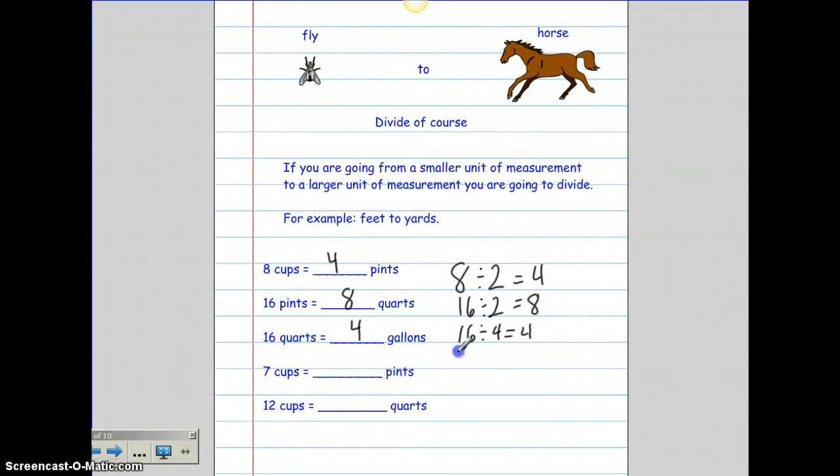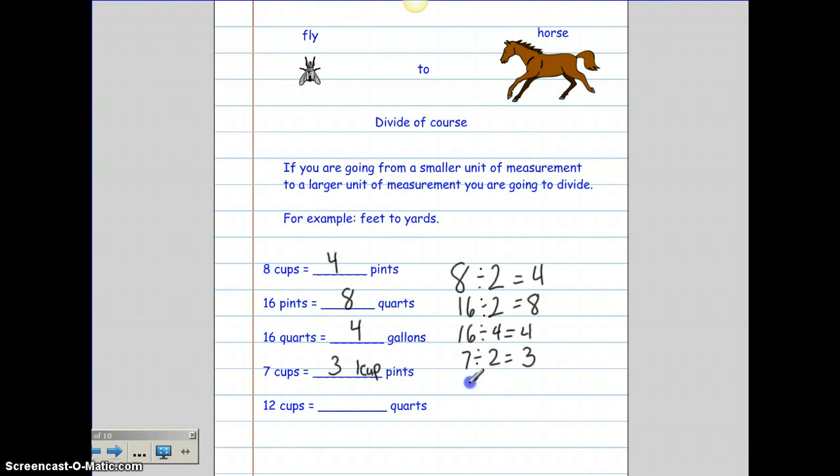Okay, let's go on to cups to pints. So I have 7 cups, and I know that there are 2 cups for every pint. So I'm going to take 7 and divide it by 2. But wait, I can only make 3 full pints, and I have 1 cup left over. So that's 3 full pints and 1 cup is left over.